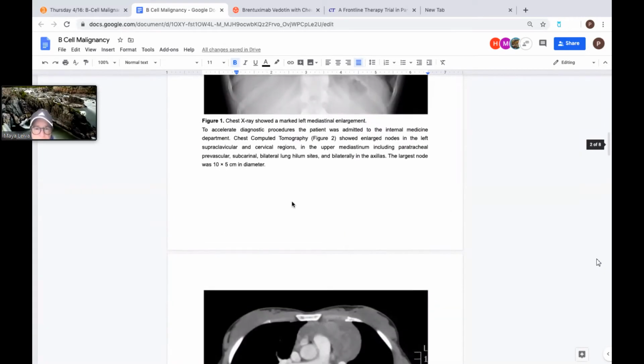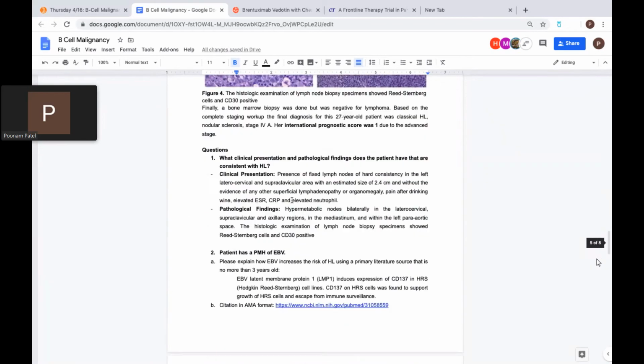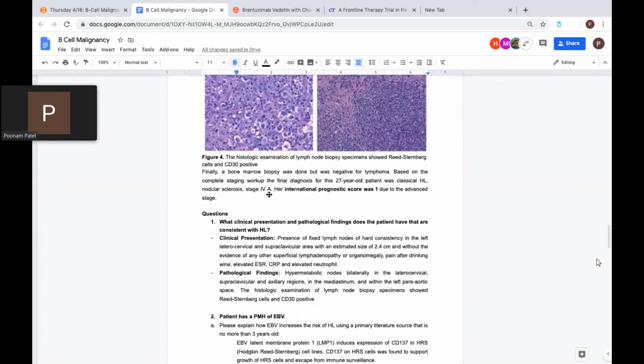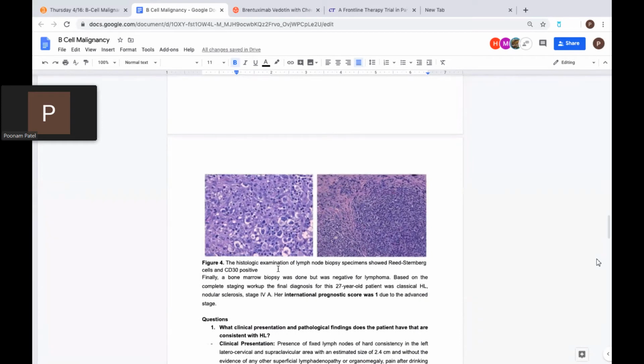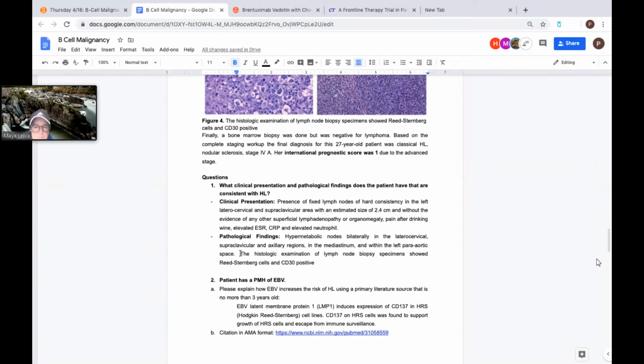The next question is pathologic finding. In the pathological finding, we found that the histological examination reveals that Reed-Sternberg cells were elevated and CD30 positive.